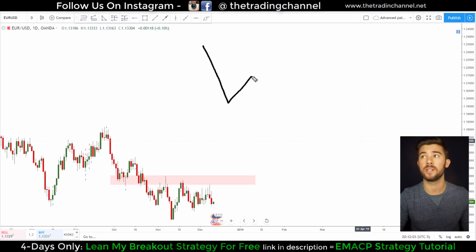Let's say we're in a downtrend. We're looking for a massive break of this level of support right here.